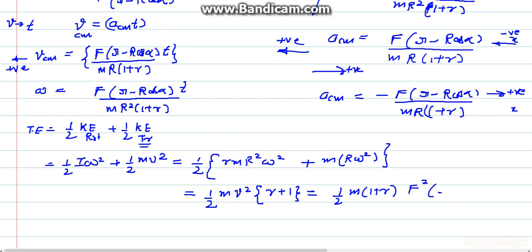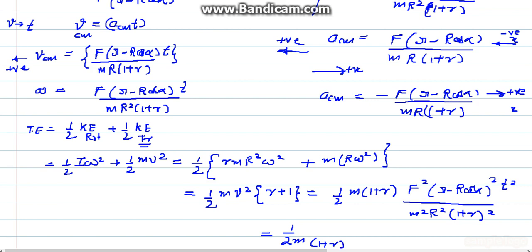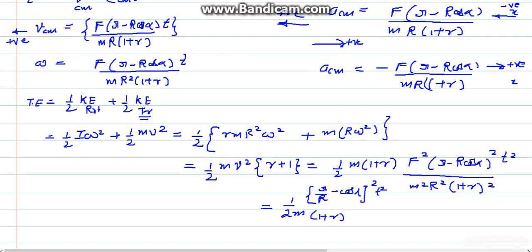Put the value of v: 1 upon 2 m into 1 plus gamma, and v square is F square, R minus r cos alpha whole square, t square upon m square R square 1 plus gamma whole square. This becomes 1 upon 2 m into 1 plus gamma, and we divide by R square here, so it becomes r upon R minus cos alpha whole square into t square. F square is also there, so this is the total energy of the system which is actually the work done.